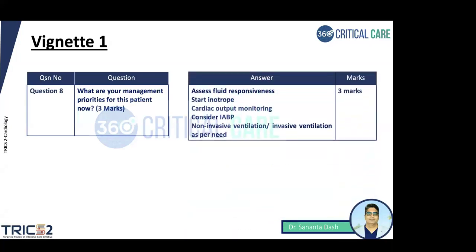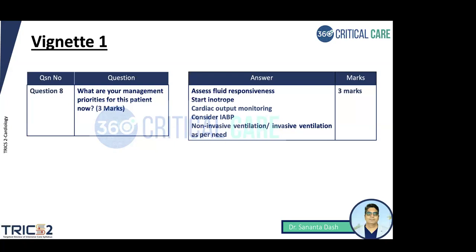All right, let's see. First of all, pharmacological: you need to put some inotrope to improve the inotropy, and consider assist devices, probably IABP, non-invasive ventilation, invasive ventilation as per the need, and then escalate based on what the patient needs. You definitely need some cardiac output monitoring system, whether it is a PiCCO or a PA catheter, or whether you do echocardiography, but he needs a cardiac output monitoring system. The other part is to assess fluid responsiveness for this patient, whether he's hypovolemic or not, and give some more fluid.